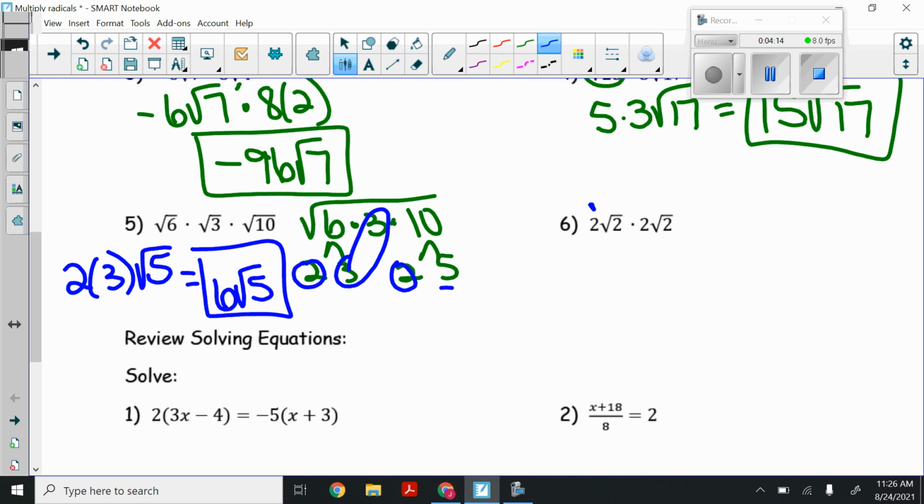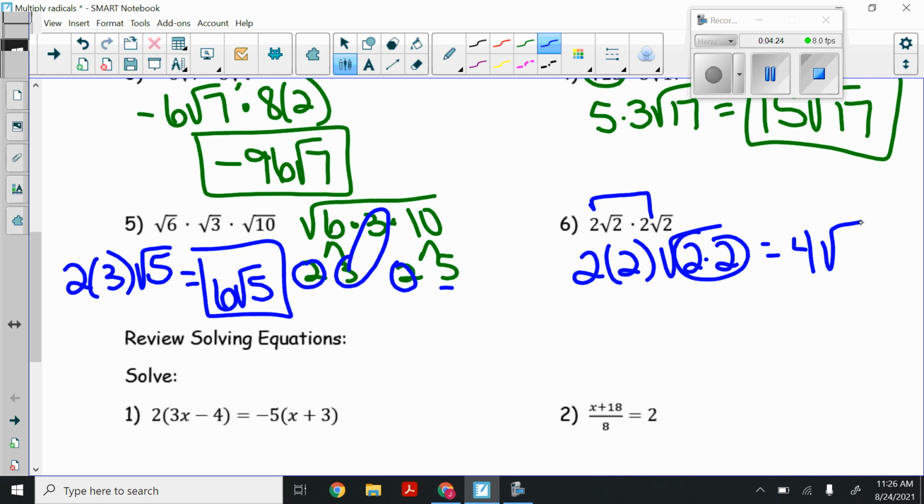Number 6, so out front, I have a 2 times a 2. Underneath, I have a 2 times a 2. Right? Well, they already have a buddy. So out front, I have 4 square roots of what's left underneath, 4. But that's a perfect square. What's the square root of 4? 2. So really I have 4 times 2 out front, which is 8.